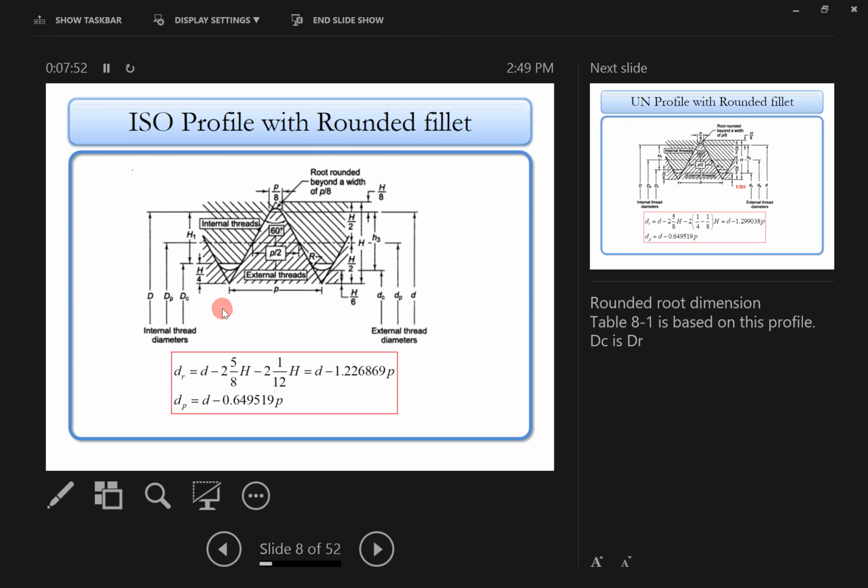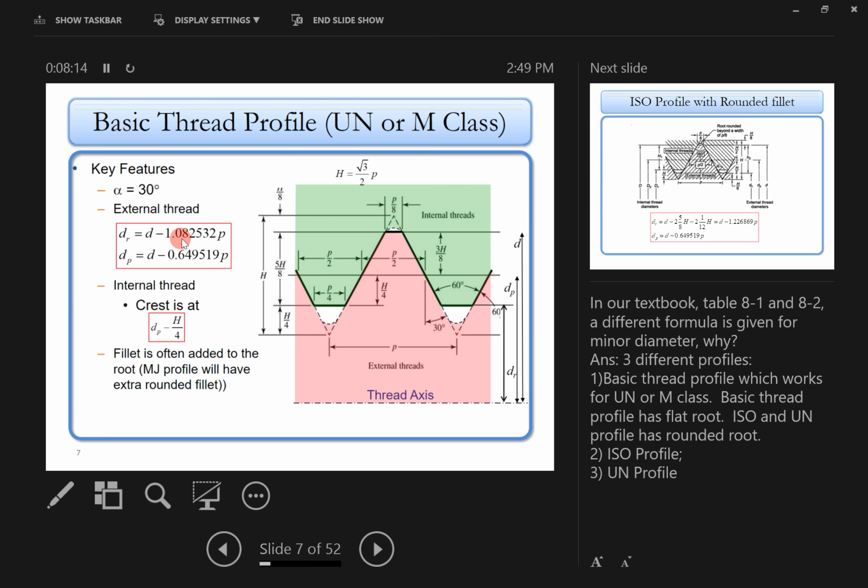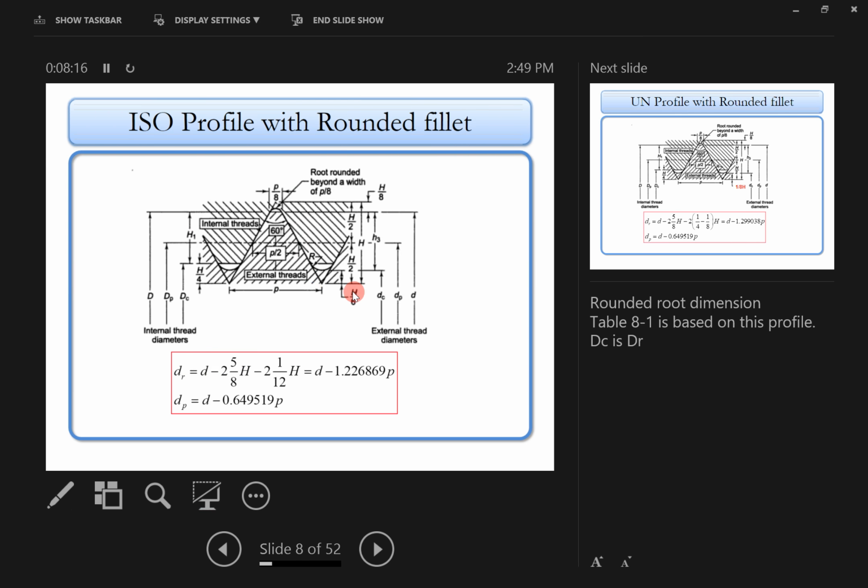The difference between this one and the basic is that the root here is a rounded root. That does change the calculation of the minor and the mean diameter slightly, and you can see this is d minus 1.22, here is 1.08. So there's a slight difference. You can very easily identify how this is calculated, purely simple geometry.